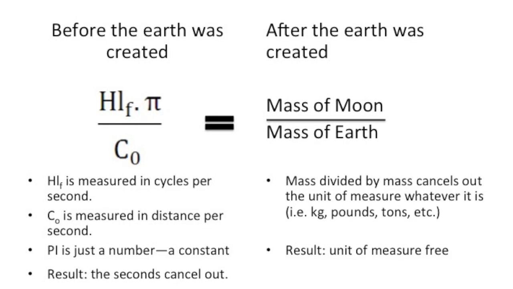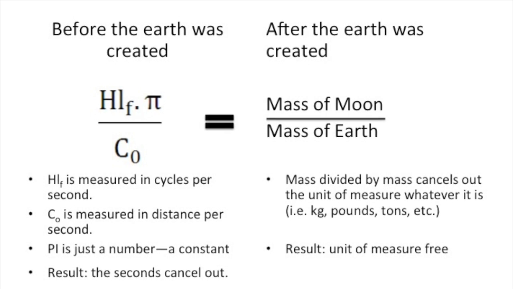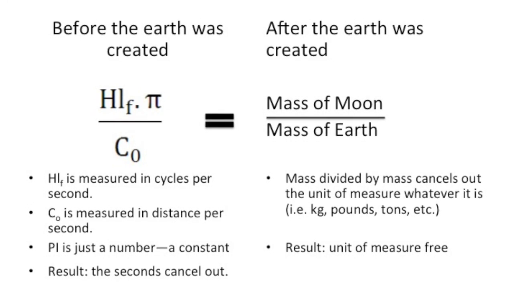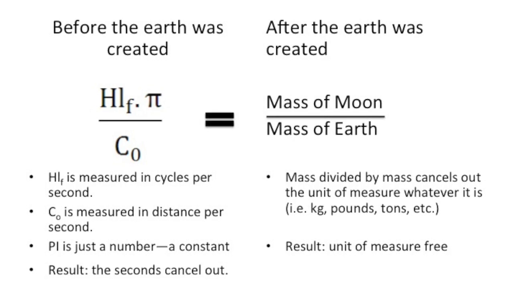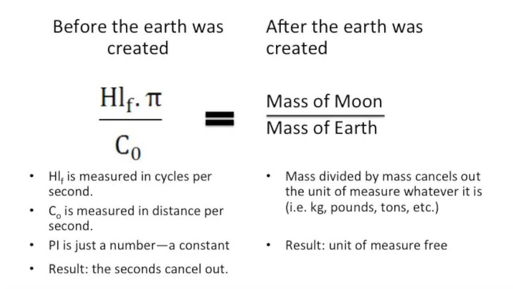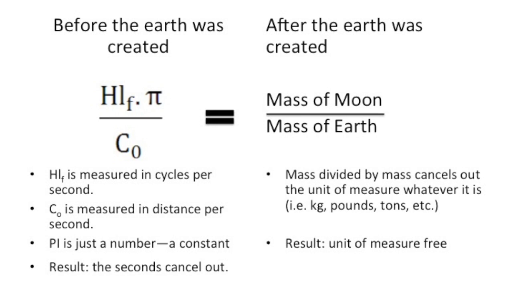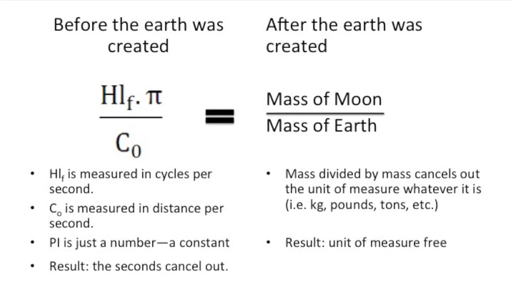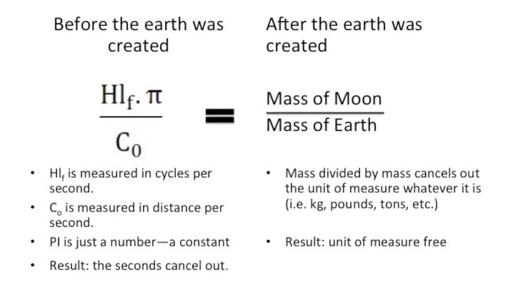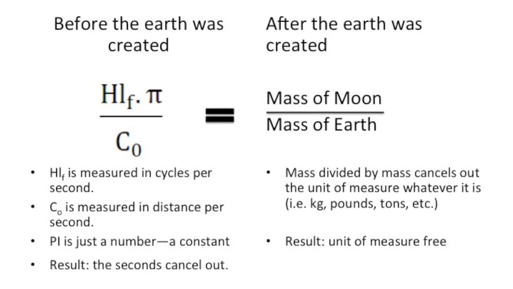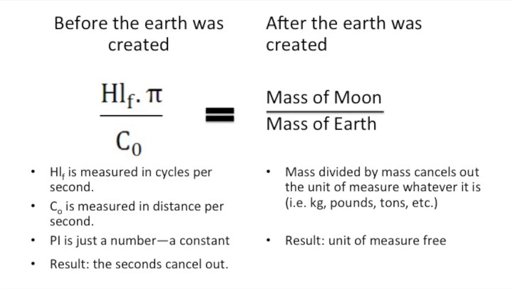Well, the same thing happens with this number that we have right here. The line frequency of hydrogen is measured in cycles per second, and the speed of light is measured as a distance per second, and the seconds cancel out, and pi is just a number. So that's good. The mass of the moon, it doesn't matter how you measure it. Whatever it is, divided by the mass of the Earth, the units of measure cancel out, and all you're left with is a number. So we've done pretty well so far getting rid of this criticism.